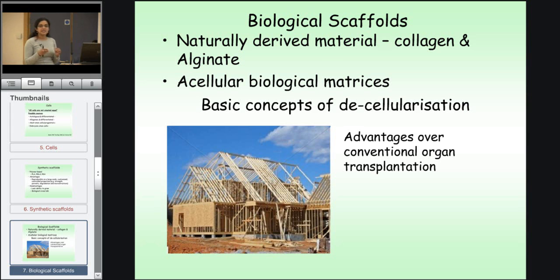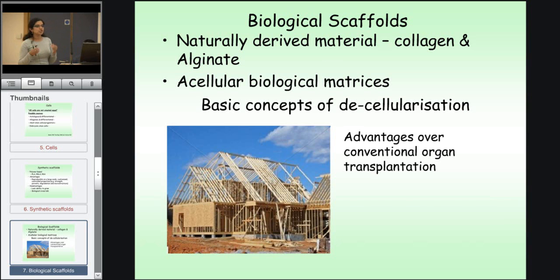What's left behind is a matrix, a scaffold. A simple analogy is that if you take a brick house, all brick houses come in lots of different shapes and sizes. If you carefully remove all the bricks from the house, what you're left with is a cement framework. You could then take cells or bricks from a different house and implant them back into that house and get a functioning house again.